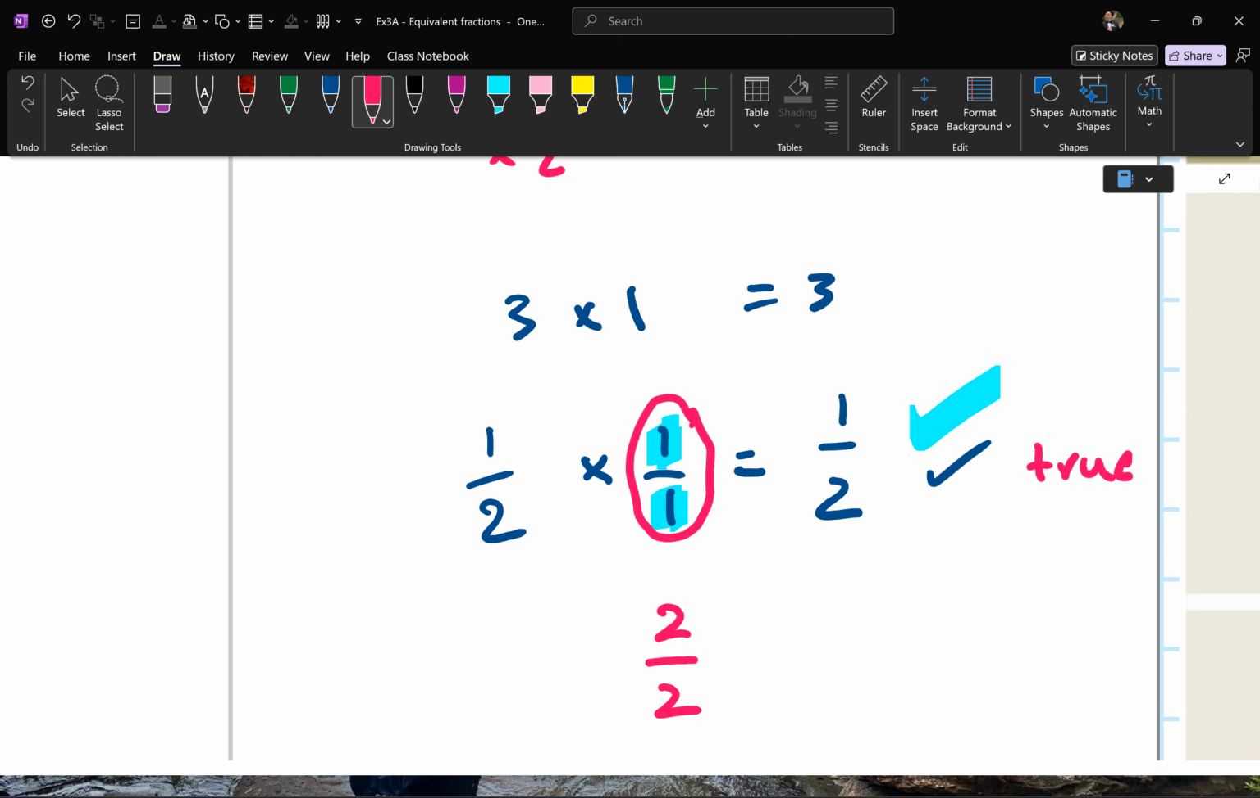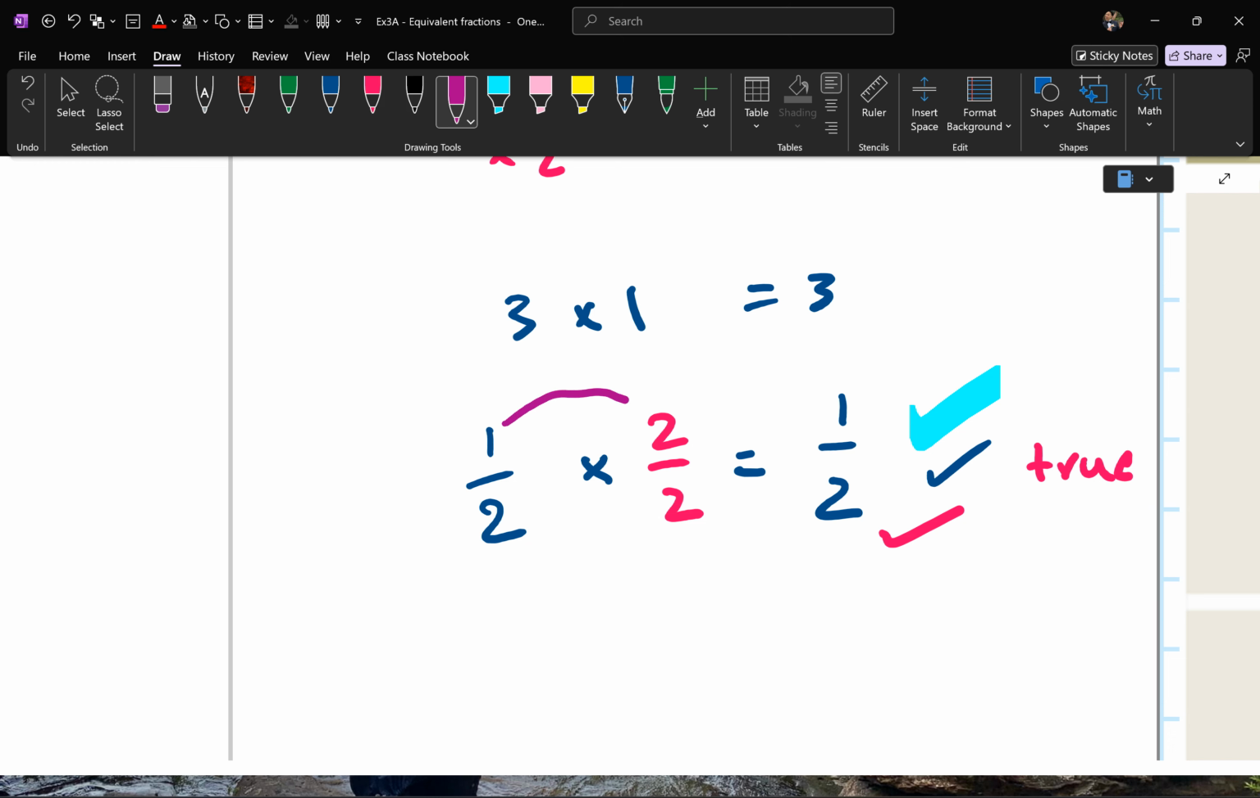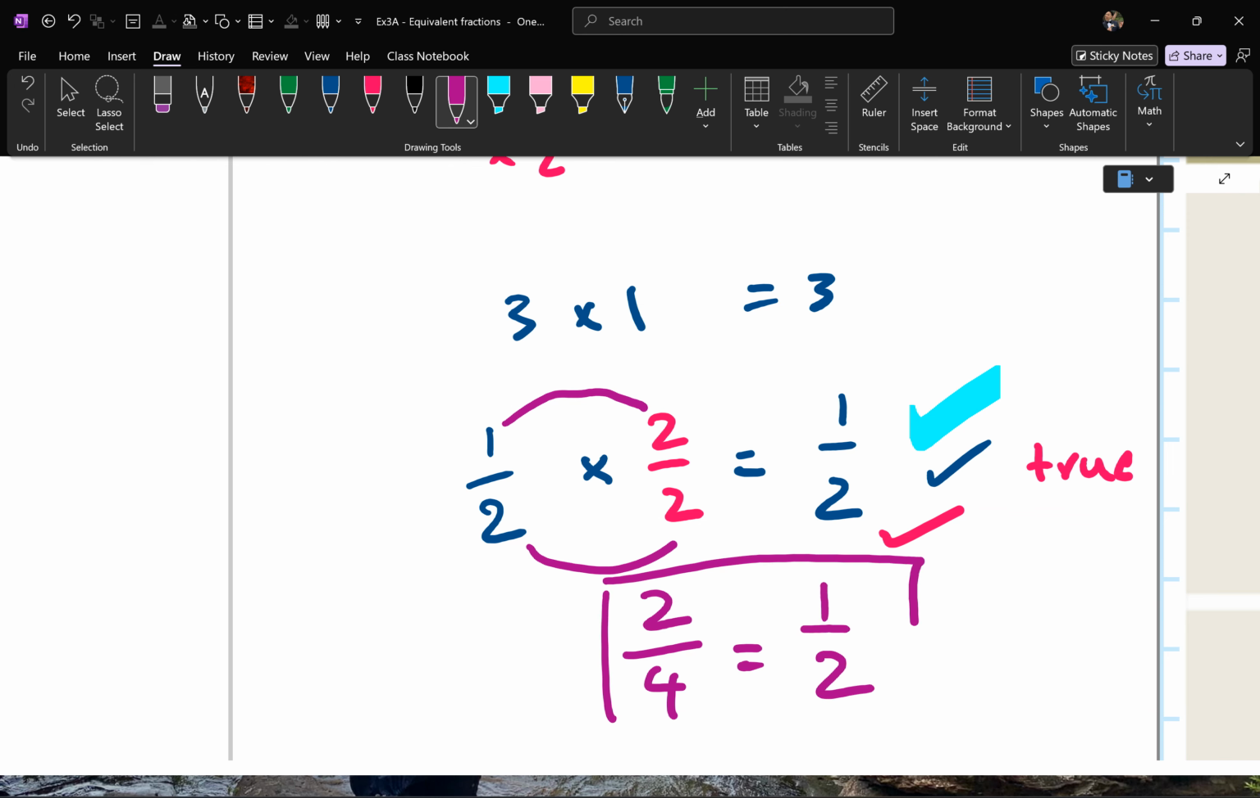And what's 2 divided by 2? 1. So if I rewrote this, we know that half times 1 is still half. Well, then who said I can't do it as 2 over 2? Because 2 over 2 is still 1. And then half times 1 is still half. And this is why when you do 1 times a 2, you get a 2. And then 2 times a 2, they know for sure 2 over 4 is actually the same as half. That's where the logic comes from.